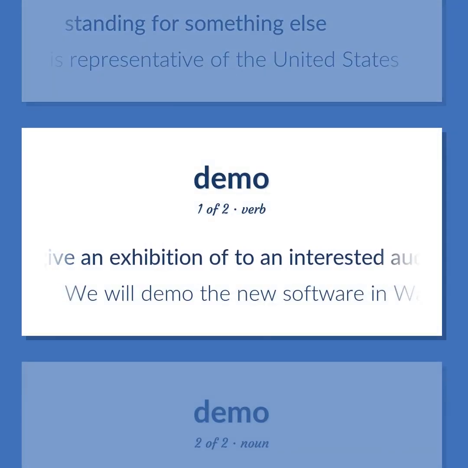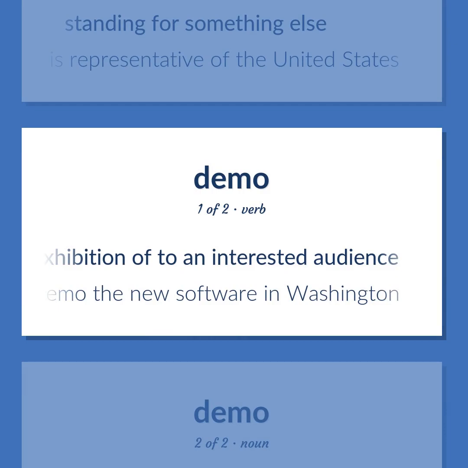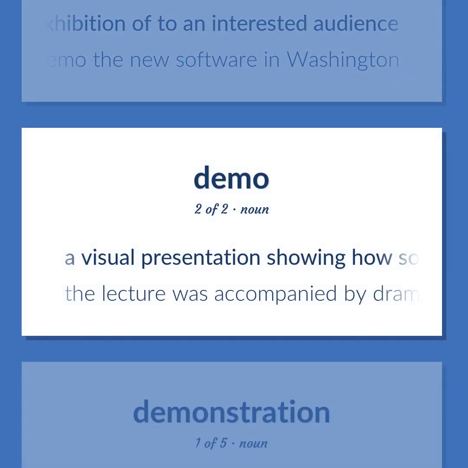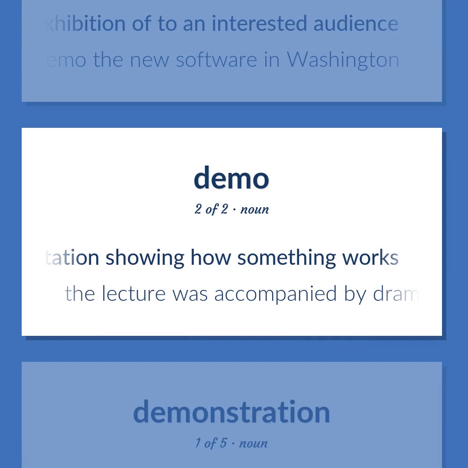Give an exhibition of to an interested audience. We will demo the new software in Washington. A visual presentation showing how something works. The lecture was accompanied by dramatic demonstrations.